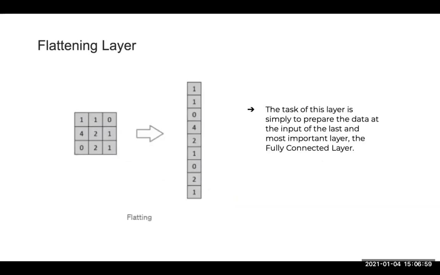In the second part, the classification part, the first layer is the flattening layer. The task of this layer is to prepare the data at the input of the last and most important layer, which is the fully connected layer. Generally, neural networks receive input data as a one-dimensional array. The data in this neural network is converted from the matrix from the convolutional and pooling layers into a one-dimensional array.